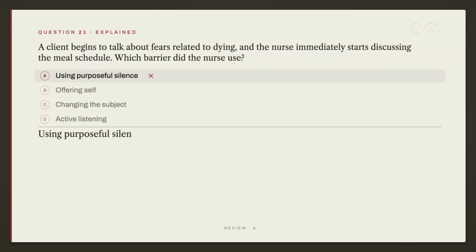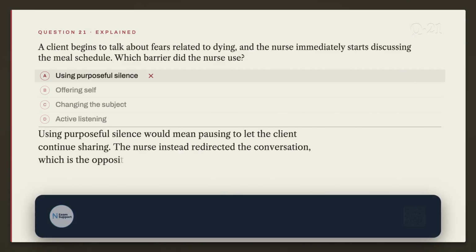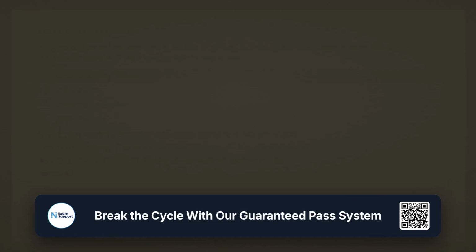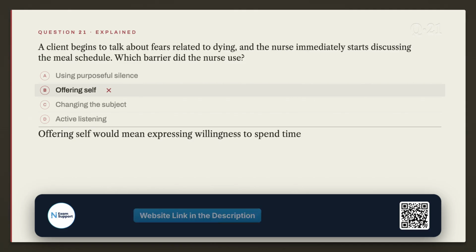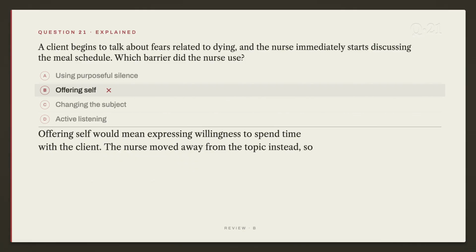A is wrong because using purposeful silence would mean pausing to let the client continue sharing. The nurse instead redirected the conversation, which is the opposite of allowing supportive silence in the moment. B is wrong because offering self would mean expressing willingness to spend time with the client. The nurse moved away from the topic instead, so this is not offering self.